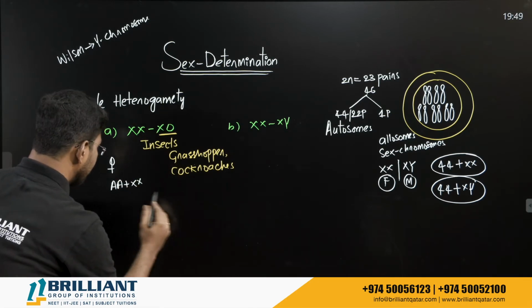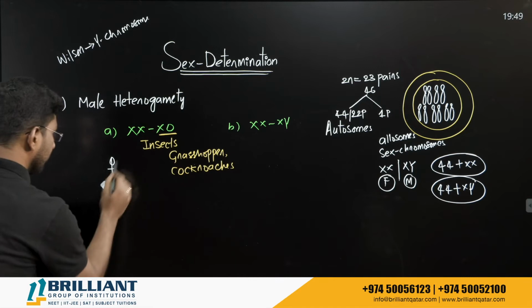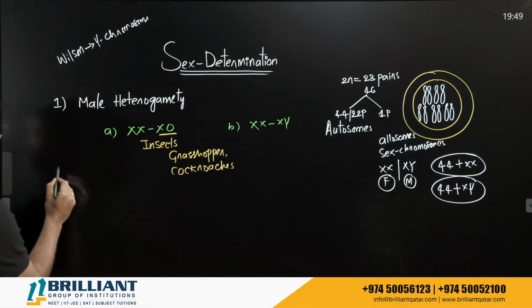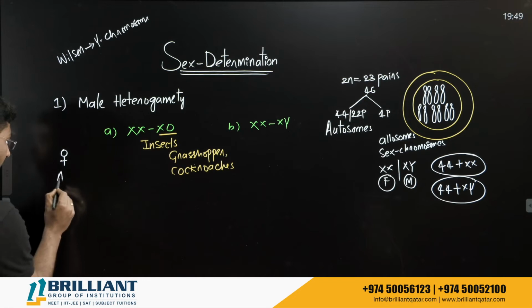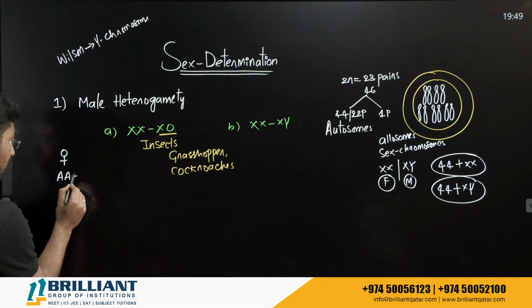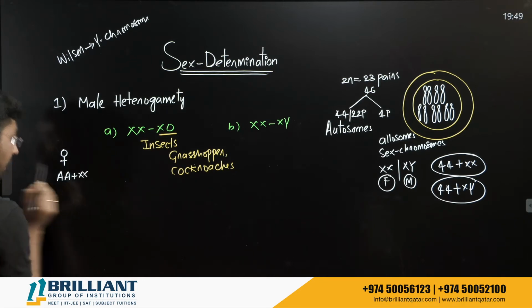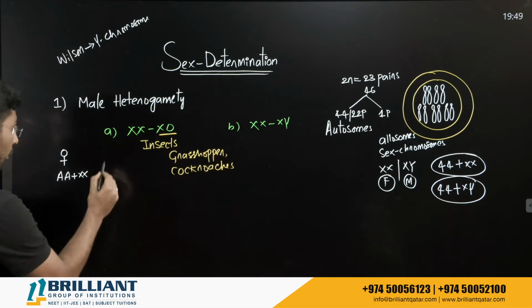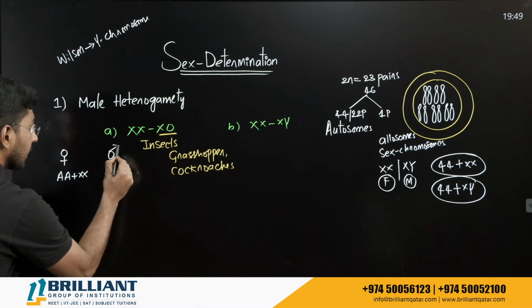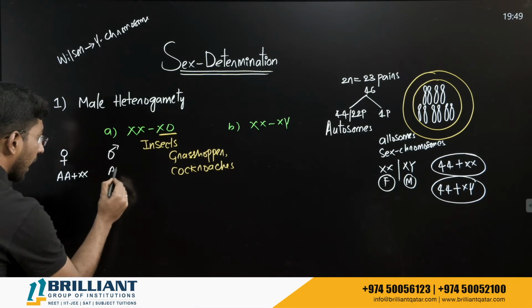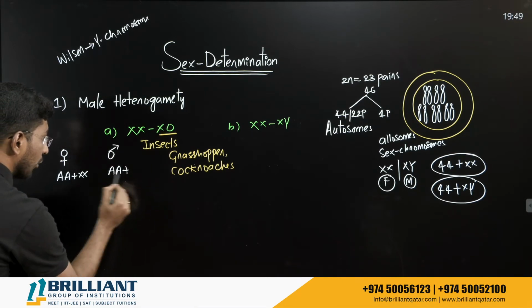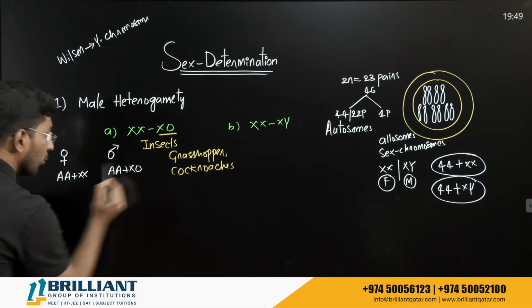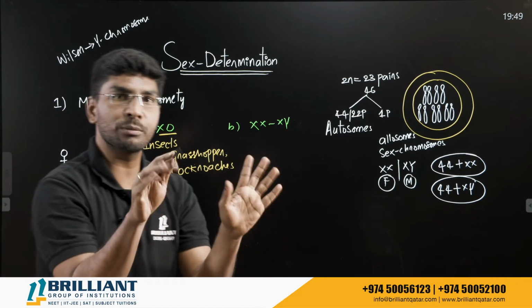Let me write it here. Female normal karyotype is AA plus XX, AAXX. What is the male one? Look here. Male insect karyotype is AA plus autosomes plus X0. That means only one X chromosome is present.